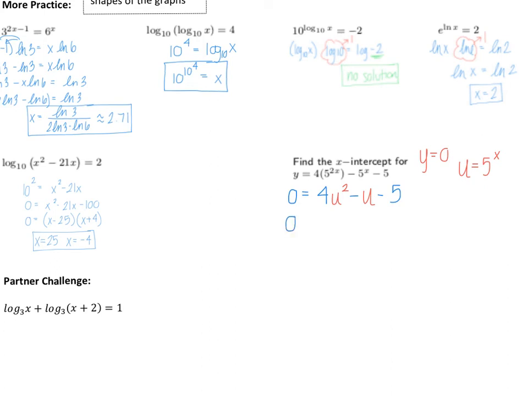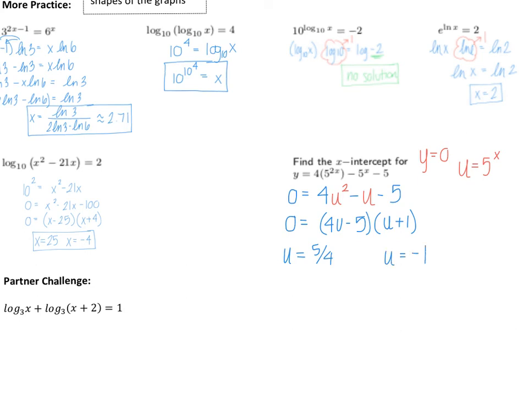You can choose to split the middle. You can choose to just look and be able to see these are the two factors. Be confident in factoring. You'll need those little skills. And you'll do zero product property. u equals 5/4 and u equals -1.